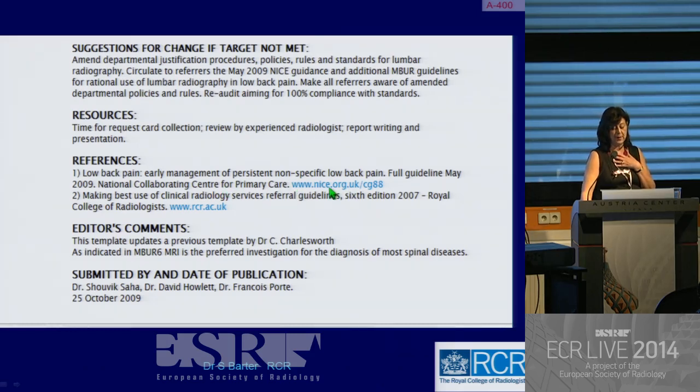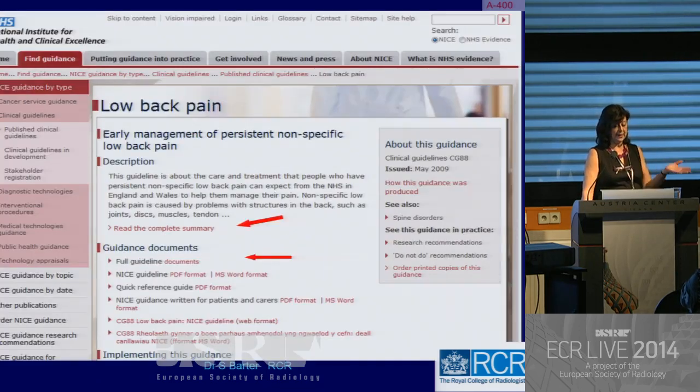So, for example, in the UK, we have the National Institute for Clinical Excellence, which evaluates evidence. It produces evidence-based guidelines for what we should be doing, and I can click on there, and I get straight to the NICE website, and I can either read the complete summary or the full guideline documents if I want to know about the background to the audit.